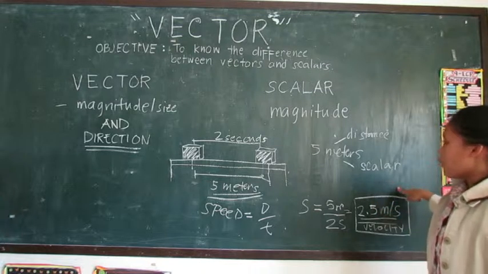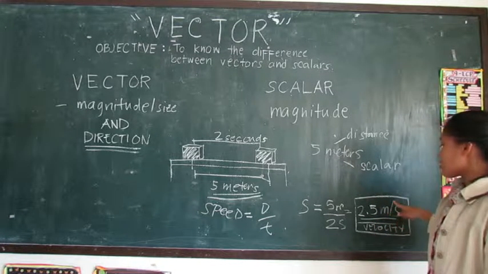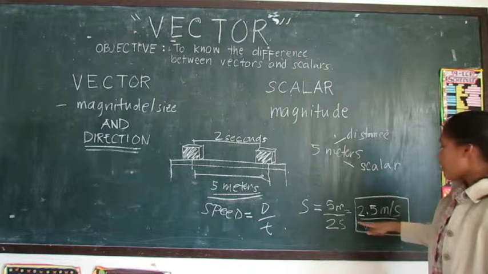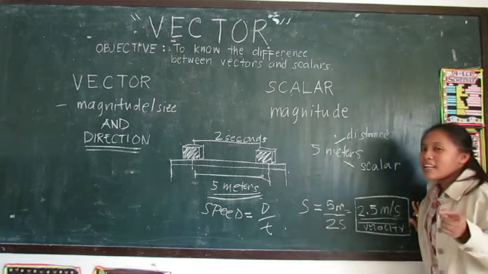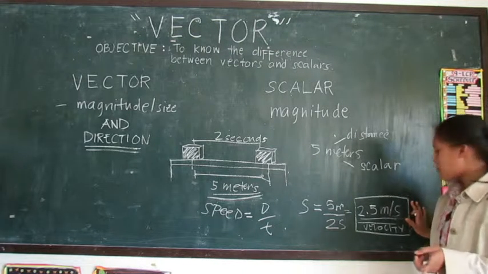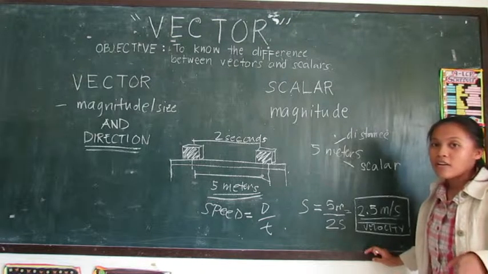Now, if we say 2.5 meters per second, this is a velocity, so can I ask you a question? Velocity, is this considered as a scalar or a vector?